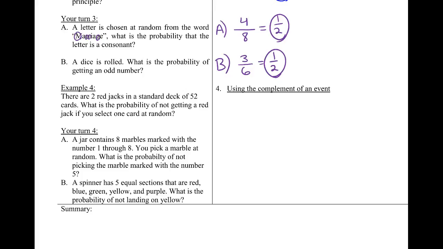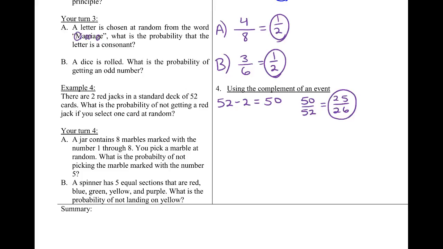Last thing I want to talk about is using a complement of an event, the probability of something not happening. So we have 2 red jacks in a standard deck of 52 cards. What is the probability of not getting a red jack if you select one card at random? Well, if there are 2 red jacks, think about what's not a red jack. It's all the other cards. So you have a 50 out of 52 chance of selecting a card that is not a red jack. If we simplify that, that's 25 out of 26. It's pretty likely to occur that you're not going to get a red jack.